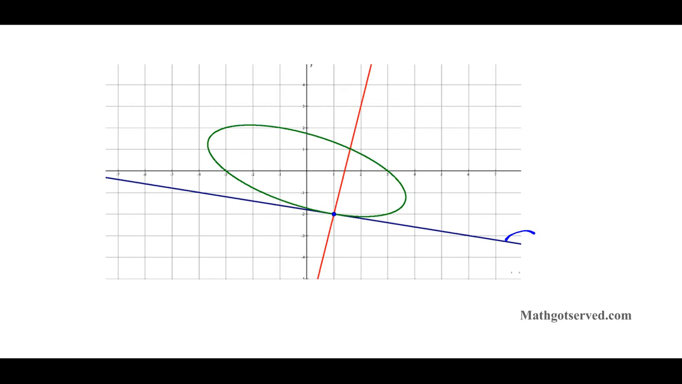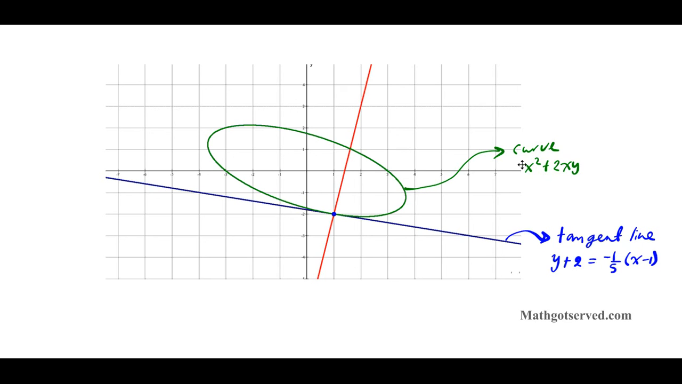So this one right here is your tangent line, okay? Tangent line. And the equation is y plus 2 equals negative 1/5 (x minus 1). Alright? And then this is the actual curve. The curve that has the equation x squared plus 2xy plus 3y squared equals 9.